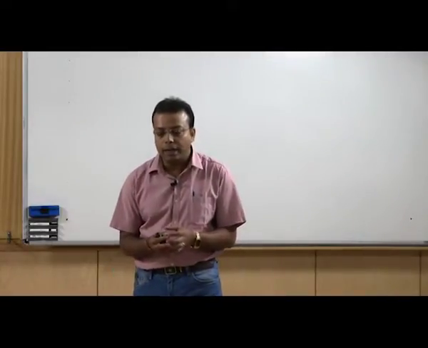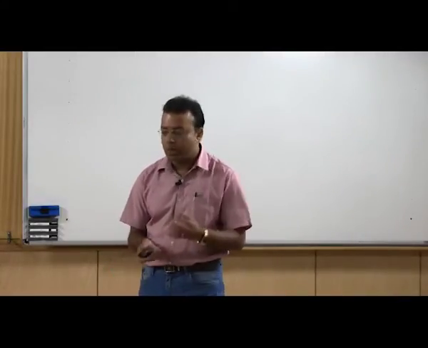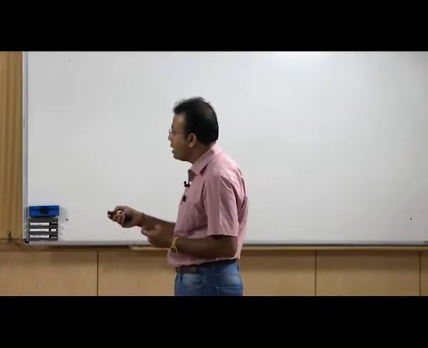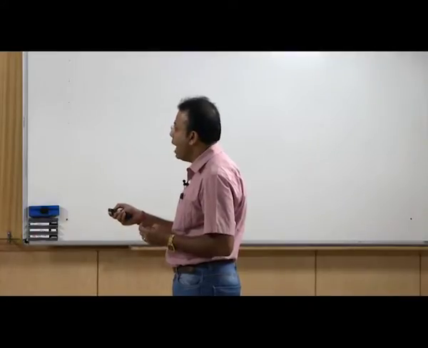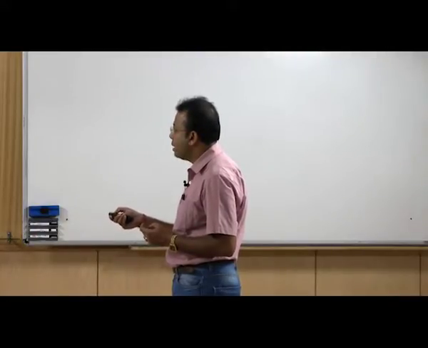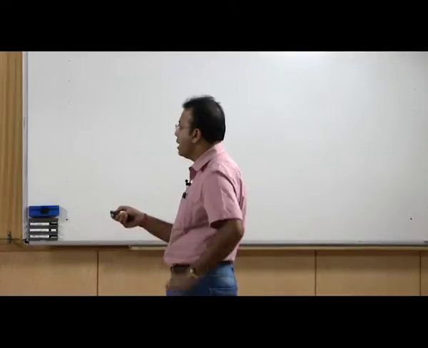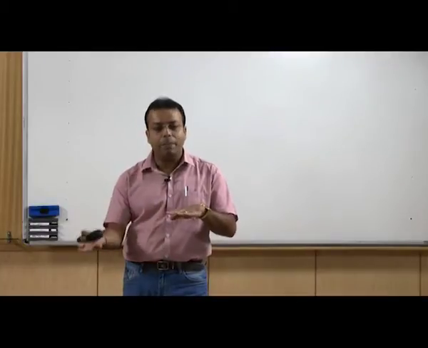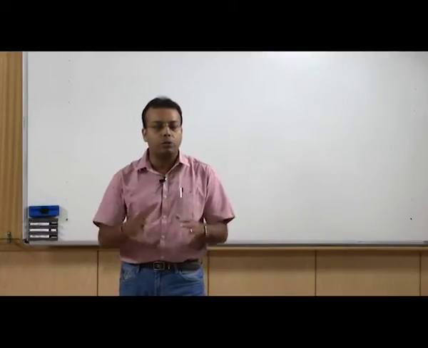So actually there are two different concepts. One concept is called matrix reinforced, where the reinforcing phase is within nanoscales, and another one is called layered coatings, where the thickness of individual layers is within nanoscale dimensions. So here the top coating is a composite type in which we incorporate some kind of nanoparticles. It is mixed with some polymers or maybe some metals, then it is prepared as a composite coating material, and that material we apply onto our substrate to do the coating.